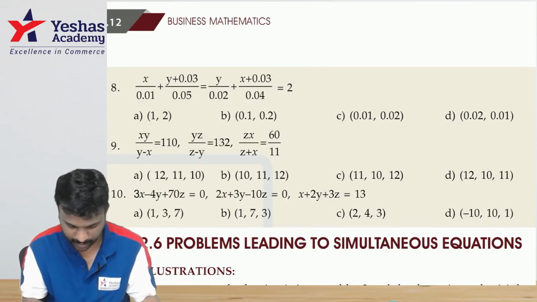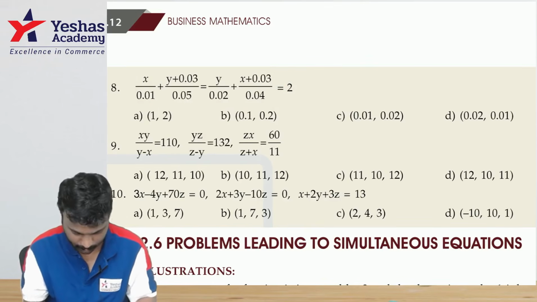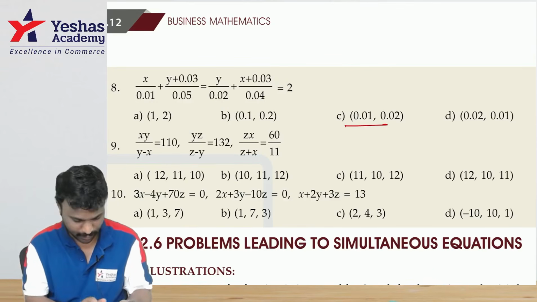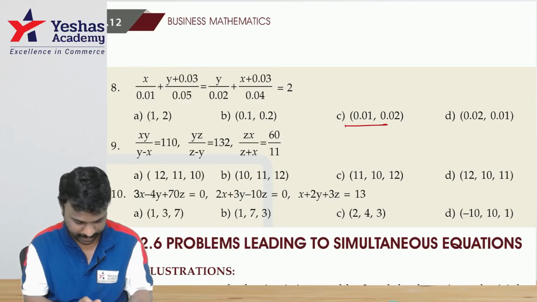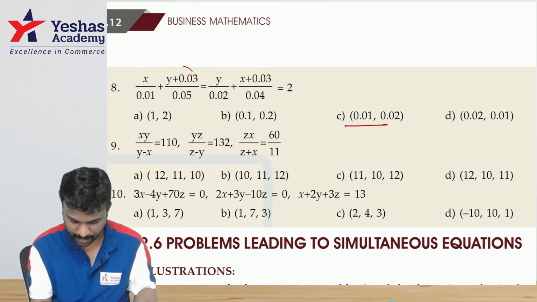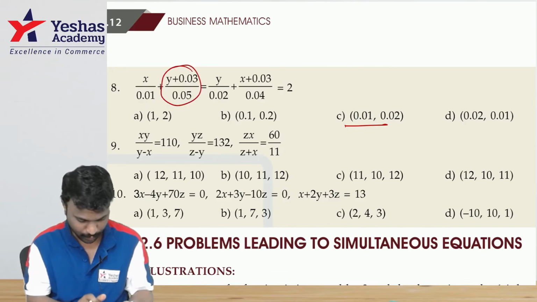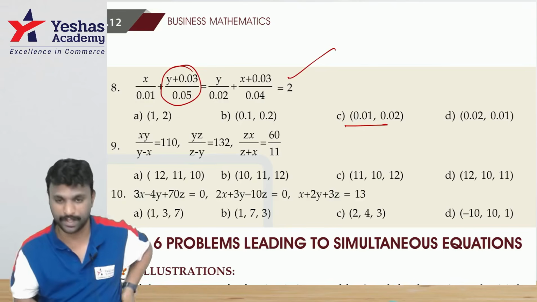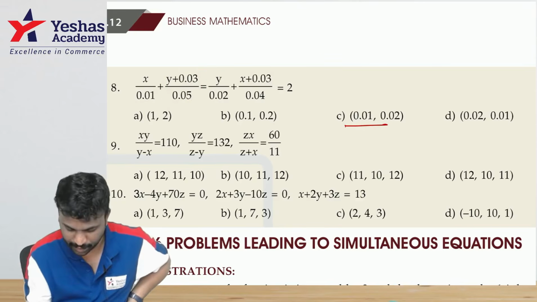Guys, how about option C? Let me hit option C now. That is 0.01 divided by 0.01 modulus plus 0.02 plus 0.03 divided by 0.05 modulus, that fetches you 2. So first equation is satisfied. Second equation we shall check.